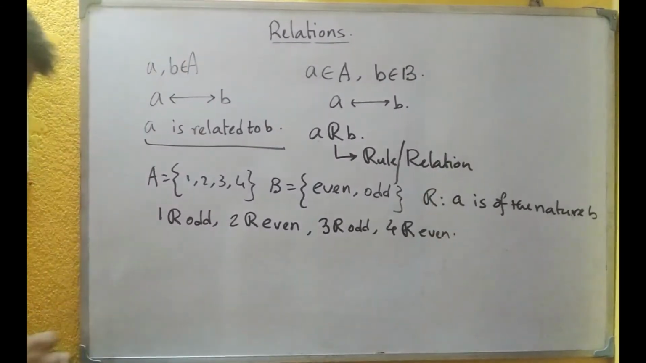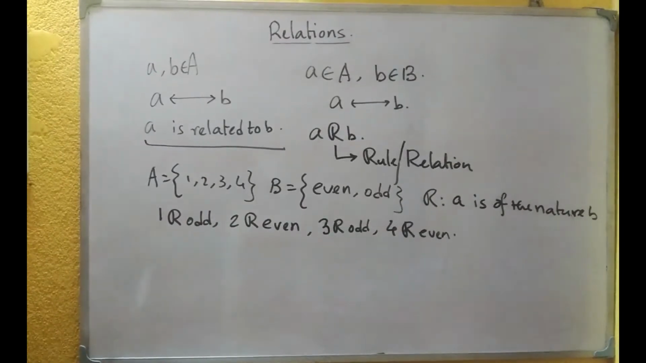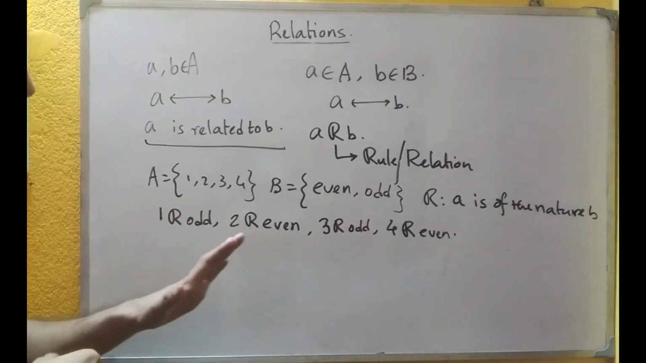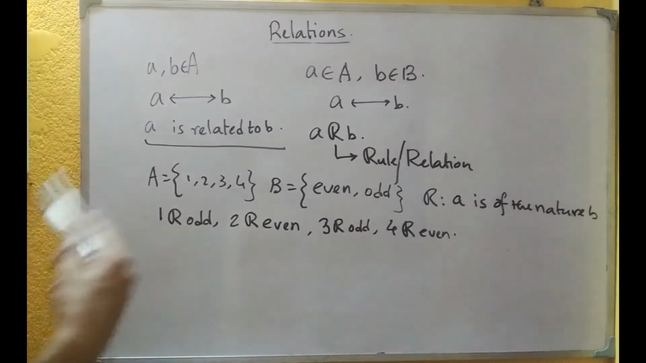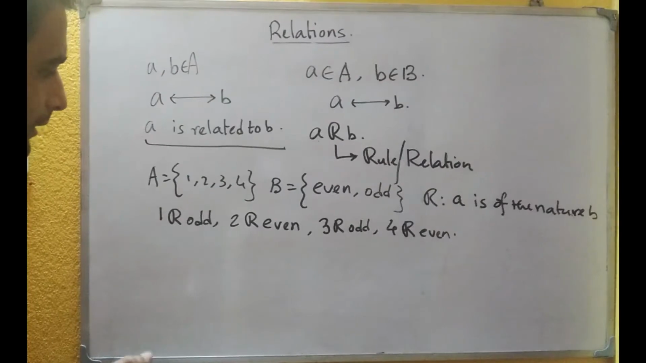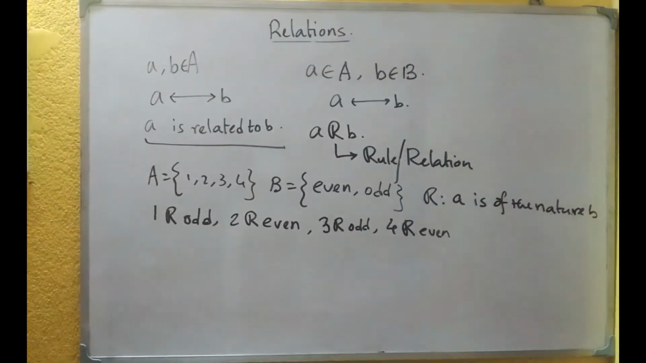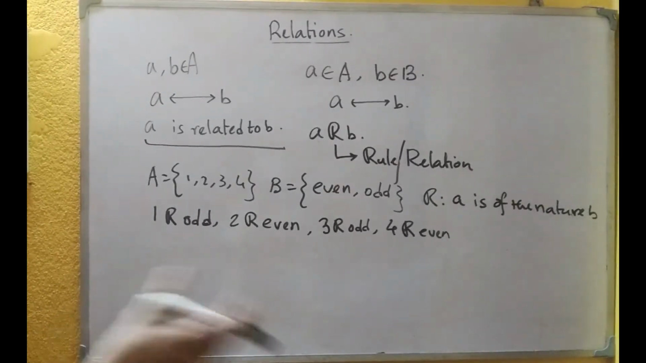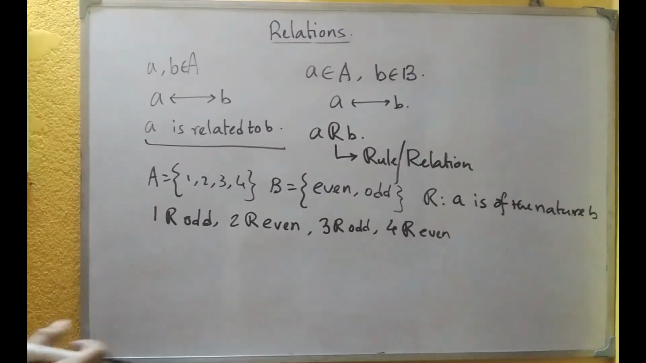So in this way we can write the relation, because here we can see all the elements, how they are related to the elements of the second set. So in this way also we can express the relation or the link between the elements of these two sets.